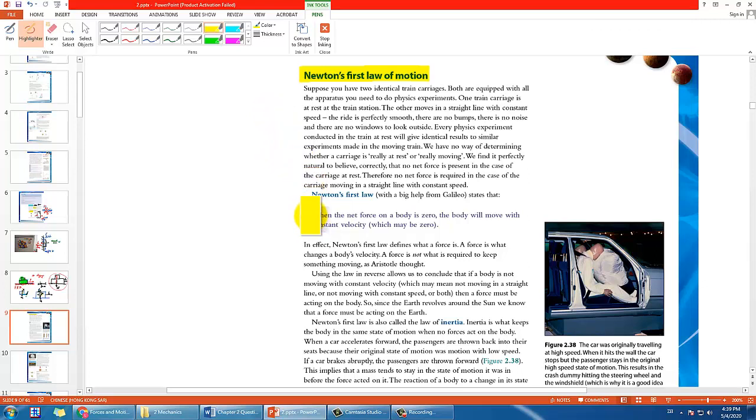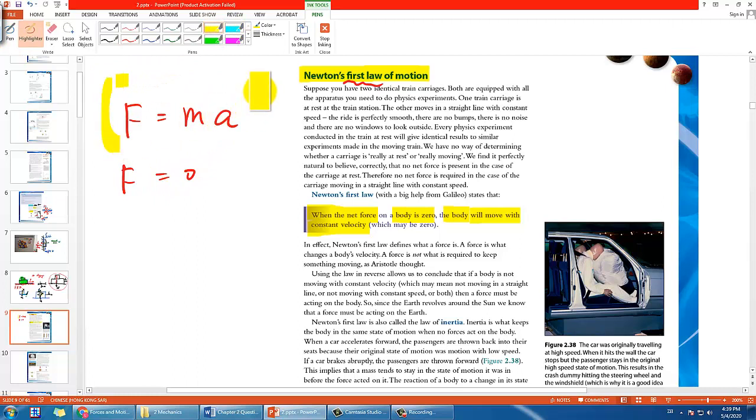So the word expression, which you should have heard as well, is when the net force or resultant force on a body is 0, then that body or object will move with constant velocity, which may be 0. So in fact, if you learned second law, which is F equals ma, then you should know that the first law is in fact a specific case. It narrows down the case when F equals 0, while Newton's second law, F equals ma, is a more general case.